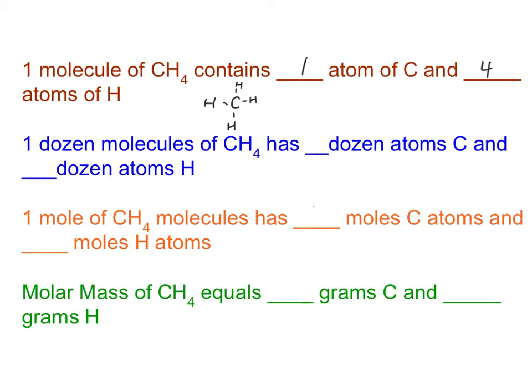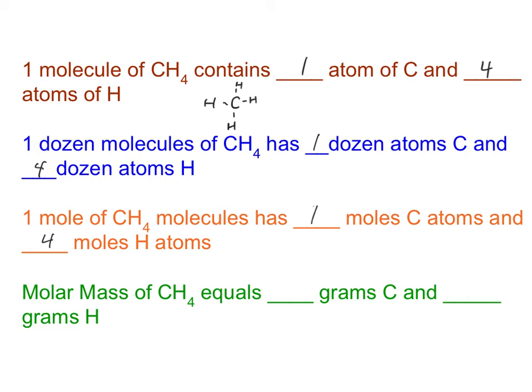So if I were to duplicate this, and I don't know of a good way to do that, but imagine now I've got a dozen of these. Now I have 12 of those pictures. Well, it probably makes sense that I have 1 dozen carbons, and I have 4 dozen atoms of hydrogen. Imagine now I have a mole. You can probably fill this in pretty quickly.